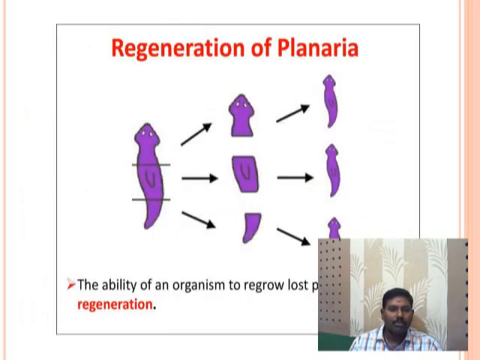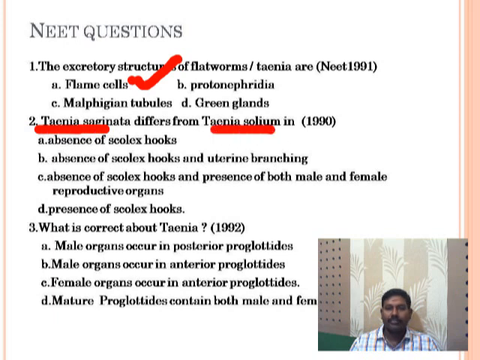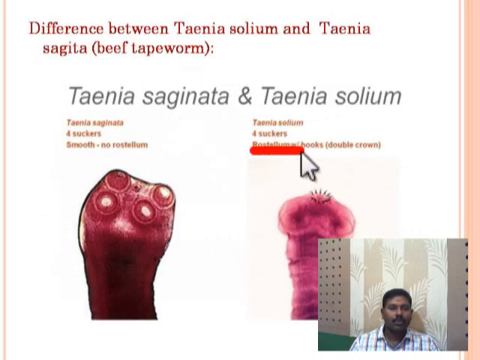Then we will see the questions which have already been asked in this portion. The excretory structure of flatworms or Taenia, the famous one, is flame cells. Taenia saginata differs from Taenia solium in, as I already told, the rostellum hooks, which will not be present in saginata, whereas in Taenia solium they are there. Hooks are present in Taenia solium, not in saginata.